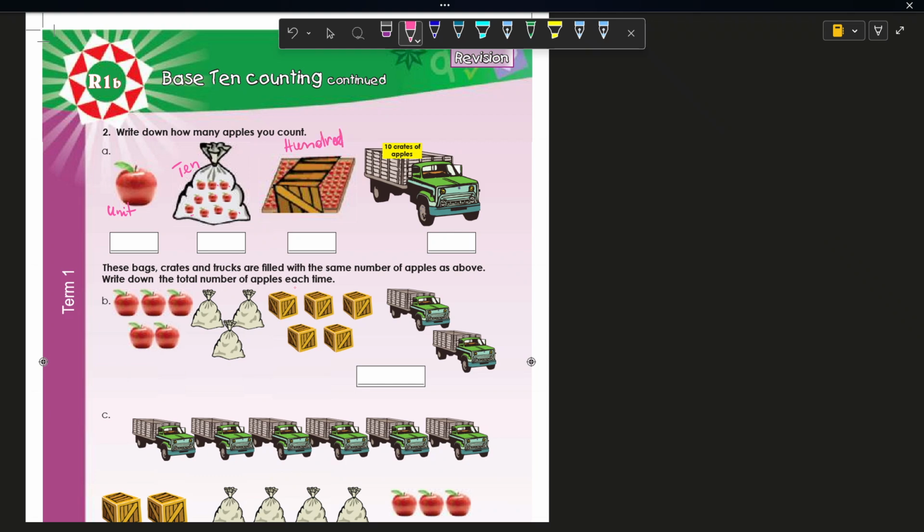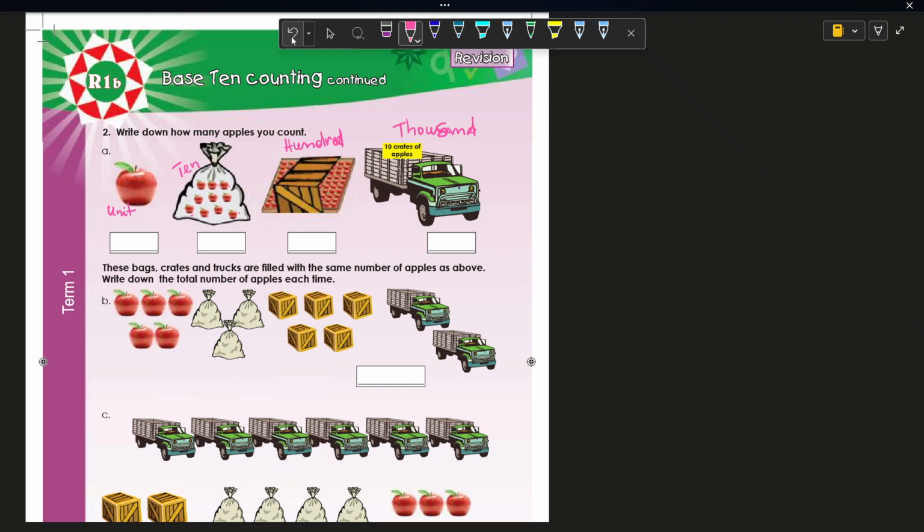This is 100. And now, the next shape, what do we see? We see a big lorry. Wow, that's a big lorry. What have we got in the back of this lorry? We've got 10 crates of apples. Yeah, we've got 10 crates. And remember, in each crate, we've got 100 apples. So 10 times 100 is 1,000. So whenever we see this lorry, we must know it's full of thousands. So this is 1,000, right?